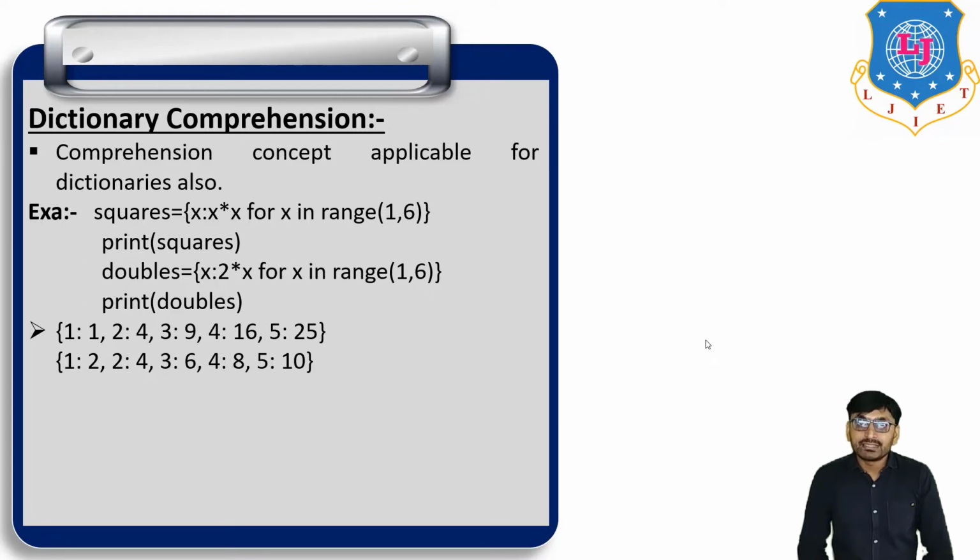Okay, so in this lecture we discussed various functions of dictionary. For example, copy, pop function, len function, popitem function, clear function, all these. And then we discussed dictionary comprehension. So this is about today's lecture.